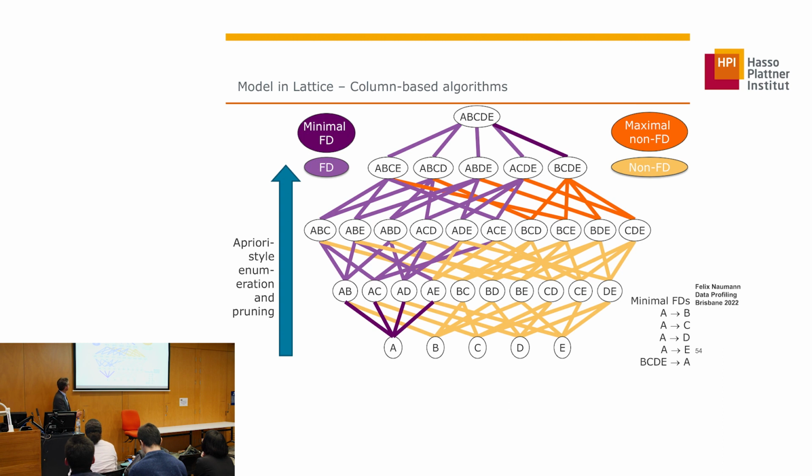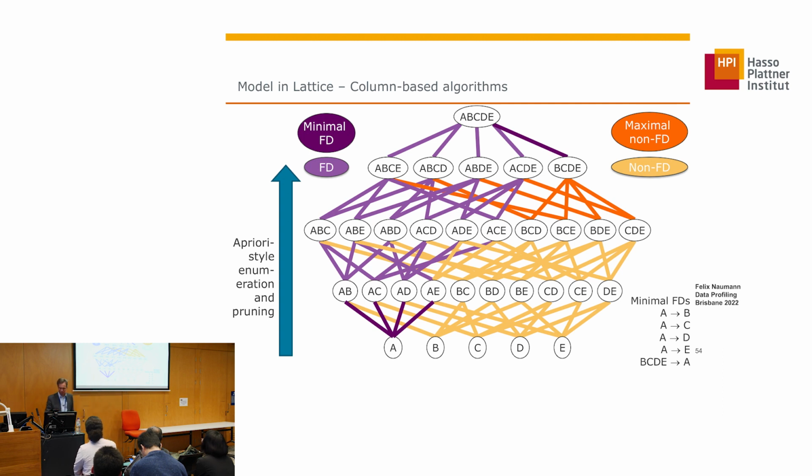The pruning, in a sense, works the same way. If I know A determines B, this edge here, then I'm not interested in whether A, B determines C, because B is already determined by A, so I can deduce this by transitivity. If AB determines C, then A alone already determines C, so it's not minimal. That's the kind of pruning you can do. The same works the other way around with the non-FDs. If BCD does not determine E, then of course B alone cannot determine it either. So you can prune in both directions.